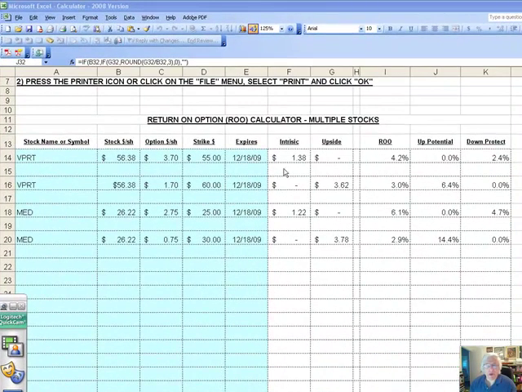So, if we were looking at VPRT, the in-the-money strike has intrinsic value of $1.38. We get that because the stock is trading at $56.38, and we've agreed to sell it for $55. Now, for the $3.70 option premium, of that, the $1.38 is really not profit, because if and when we sell our shares, we're going to lose $1.38. So that is actually deducted. The $1.38 is deducted from the $3.70 when I calculate my option return of 4.2%.